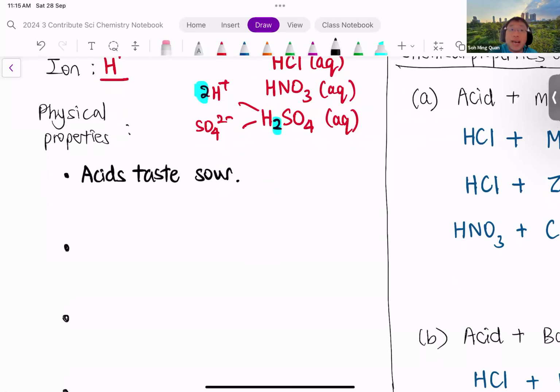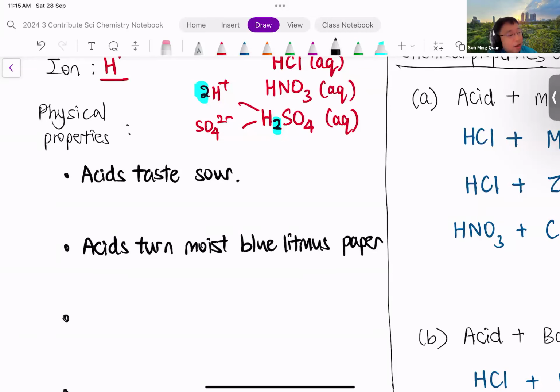Now, the next physical property has to do with sense of sight. You look at the color. Now, acids on their own have no color. You have to add an indicator to acids in order to determine that it's acidic. So, for example, a common indicator is to use litmus paper. In this case, we will use moist blue litmus paper, and they turn moist blue litmus paper red. So this is a common property, a common test to determine that something is acidic.